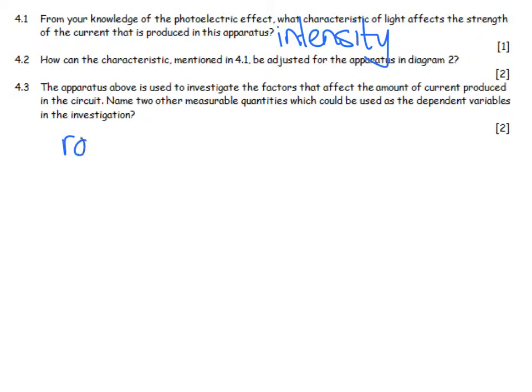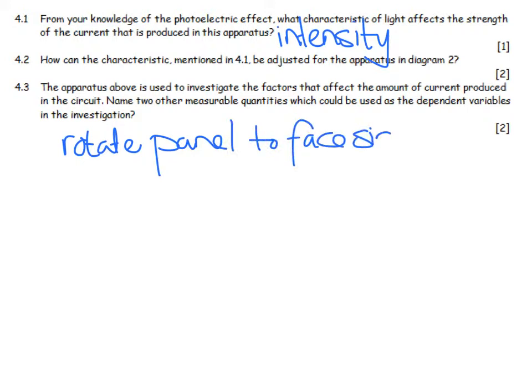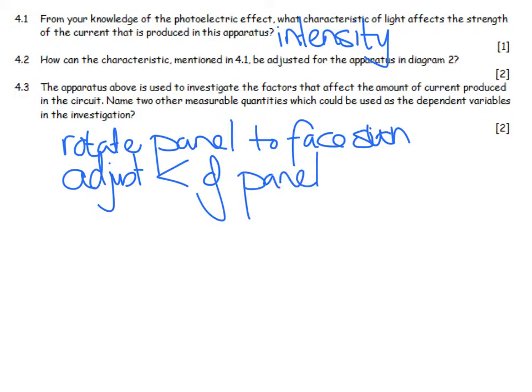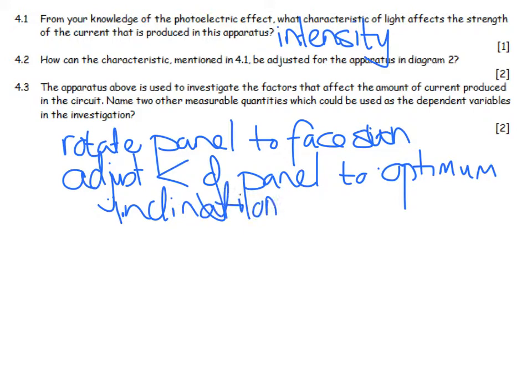I can firstly rotate the panel to face the sun. And then I can adjust the angle of the panel to optimum inclination. Which, by the way, has to do with the latitude on the Earth and stuff like that. It does change a bit depending on where you are on the planet. In Johannesburg, I think we need our angle to be about 23 degrees, but that's not going to be tested.